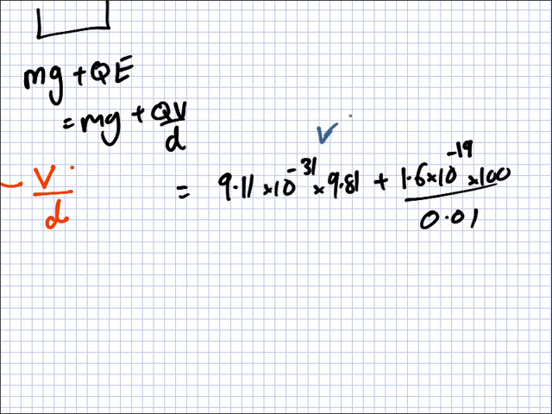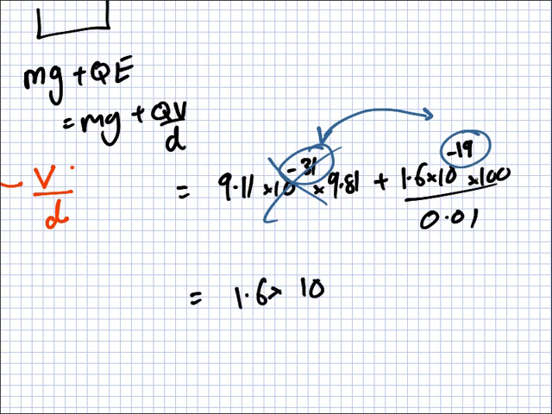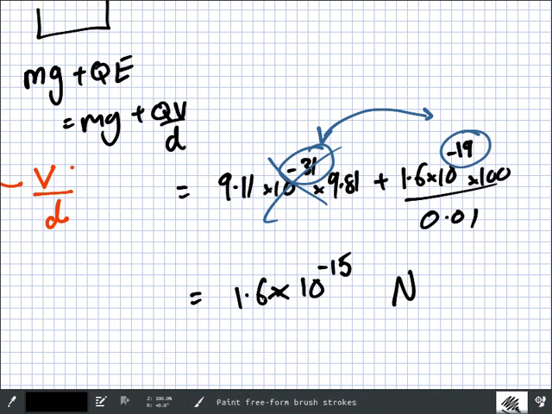Now, if you compare these, there's a huge difference. This has no effect on this because the power is so much smaller. So really, we just need to worry about this part, which would be 1.6 times 10 to the minus 15 newtons. Ah, but we have to use, remember, 3 significant figures. So 1.6 is the final answer.